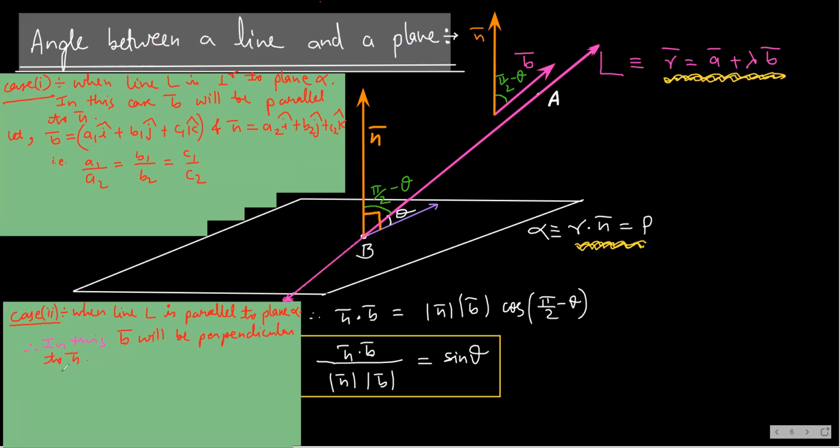Now, if B bar is perpendicular to N bar, therefore B bar dot N bar is 0. You have B bar, you have N bar. What will you write? You will write therefore A1 A2 plus B1 B2 plus C1 C2 is equal to 0. I hope you all followed it. Please copy this.